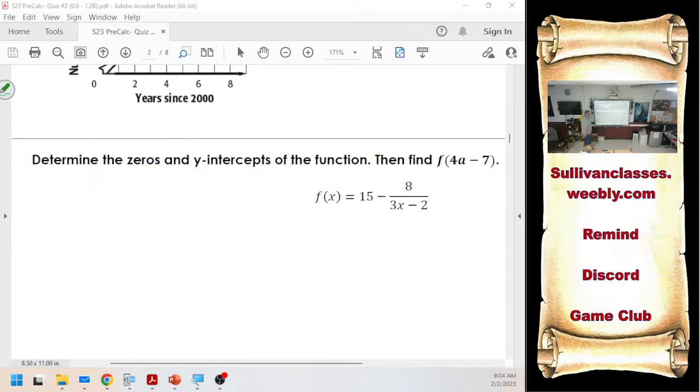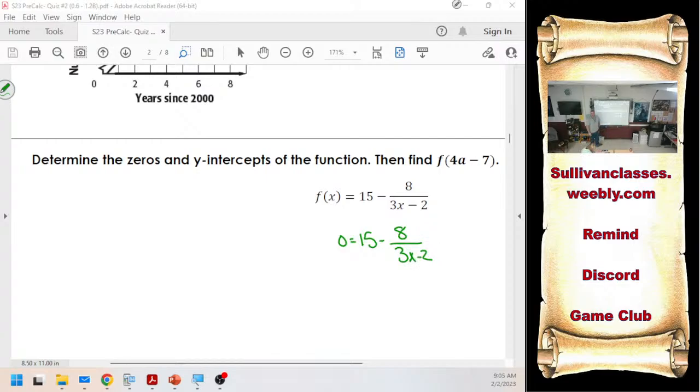Anyway, find the zeros, y-intercepts of the function. Hey, we just finished this. How do I find the zeros of a function? Set equal to 0, right? Zeros, I set equal to 0. I'm finding x-intercepts. So if I put a 0 in here, I got 15 minus 8 over 3x minus 2.